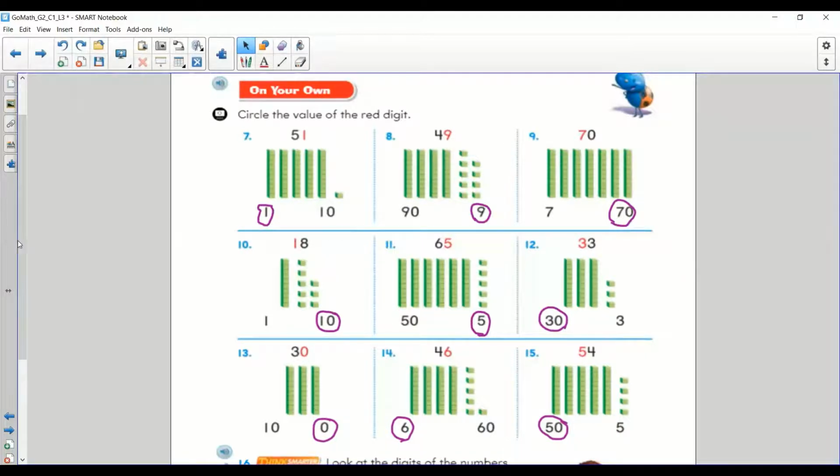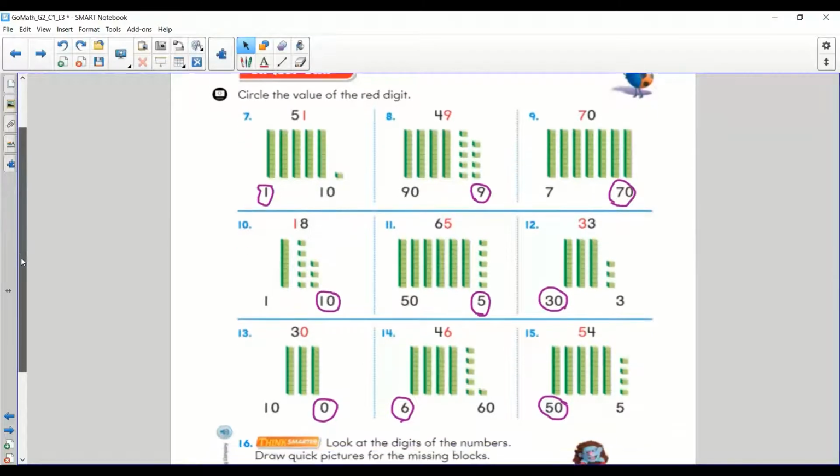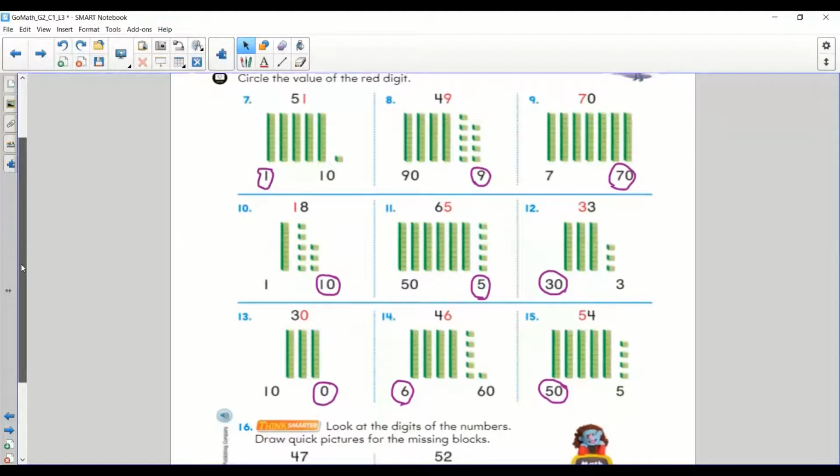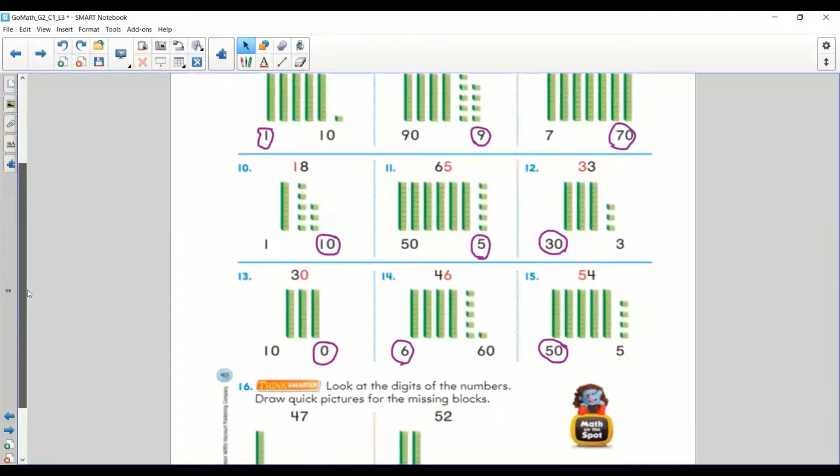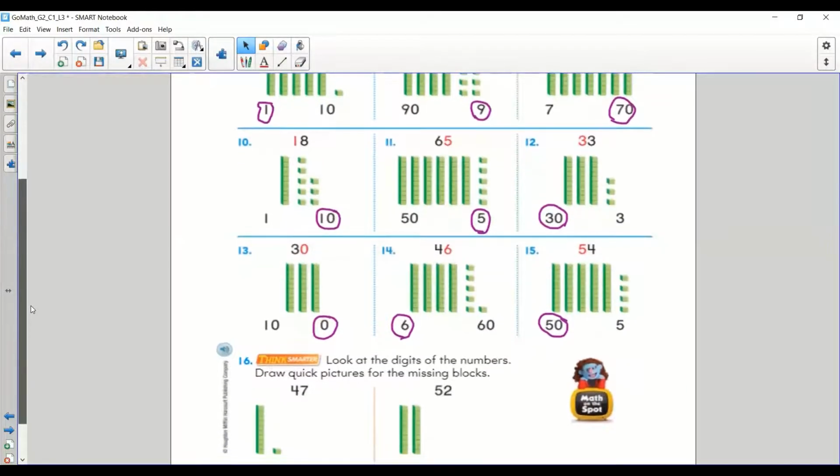Okay, for our next problem, we're going to go to math on the spot. We're going to look at the digits of numbers, and we're going to draw quick pictures for the missing blocks. You see how this one has 40, this is number 47, but the blocks do not show 47, and this is 52, but the blocks do not show 52. So I would like you to follow along with your paper and write down the answers as we see Professor Rena and Joey solve this problem.